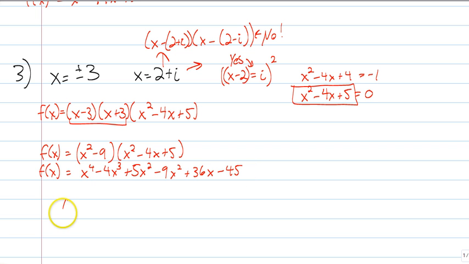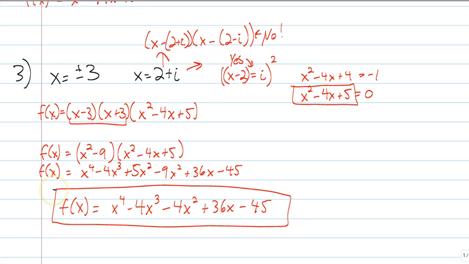So my final answer is f of x is equal to x to the 4th minus 4x cubed. We have a plus 5x squared minus 9x squared, so that's a minus 4x squared. And then we have our plus 36x minus 45. And that's our final answer. This polynomial will give you zeros of positive and negative 3 and 2 plus i and 2 minus i. And we will have 4 answers for that.